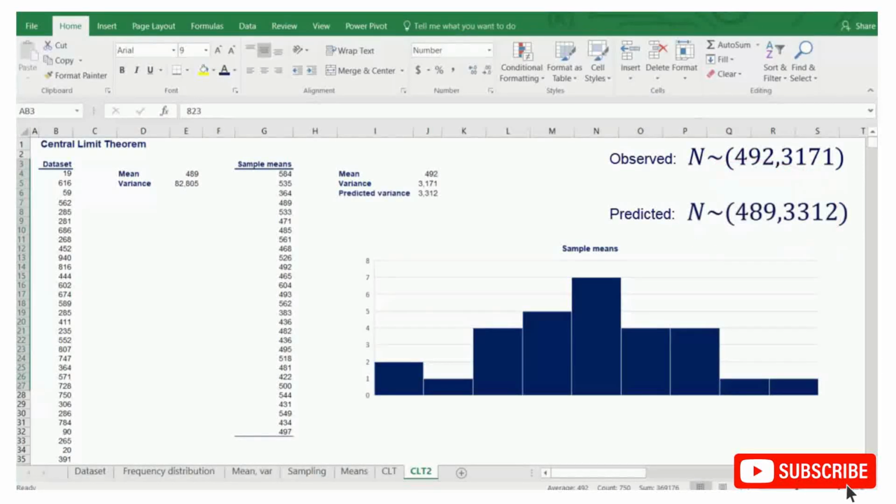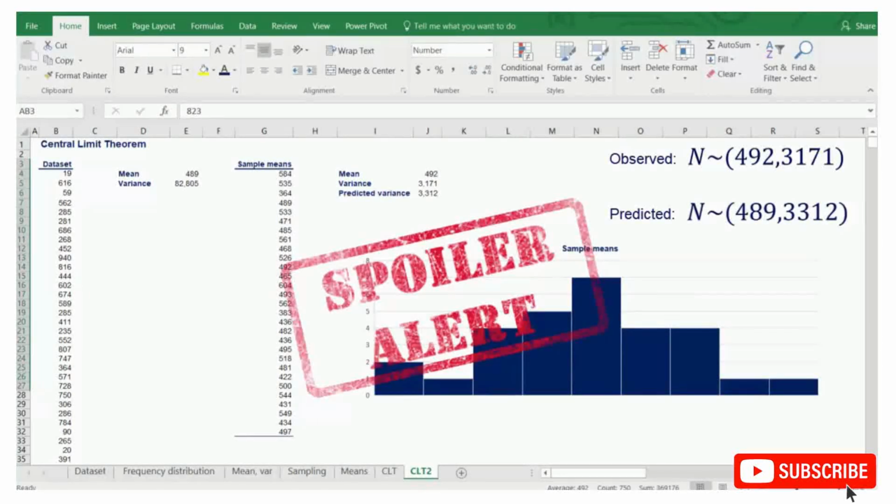Well, when dealing with such big numbers, we almost get the mean right, and the variance was not that far off either. In the next few lectures, you will learn how to statistically confirm whether such small differences are close enough to the actual result we expect to obtain. Spoiler alert, they are, and we'll show you why.